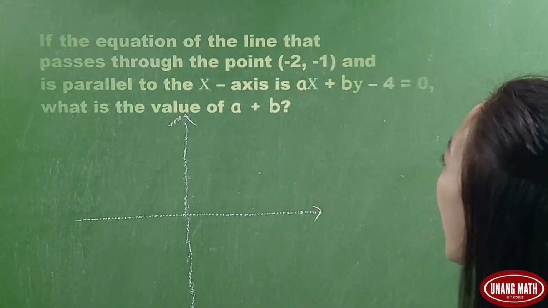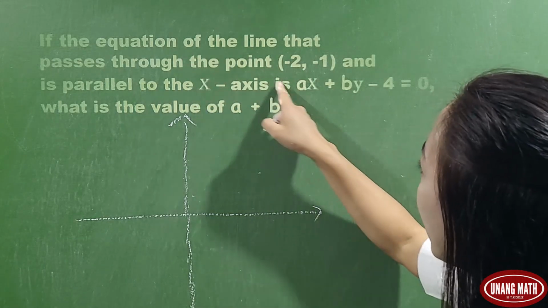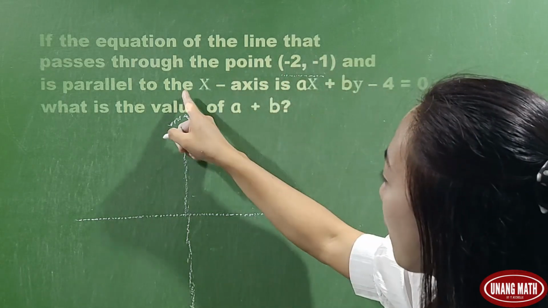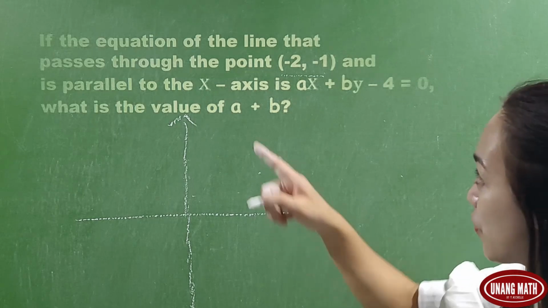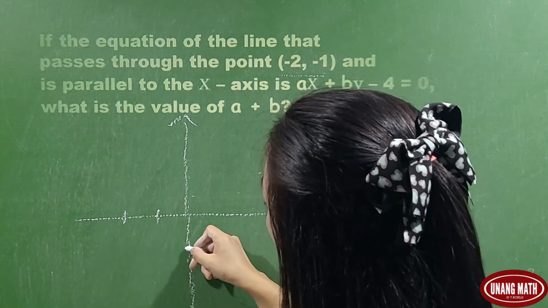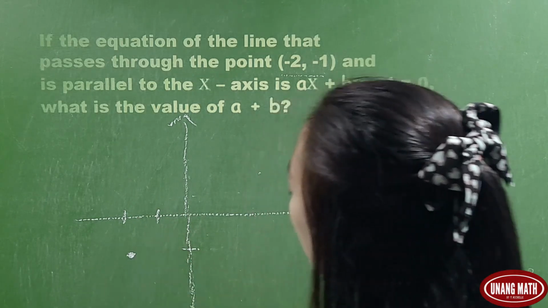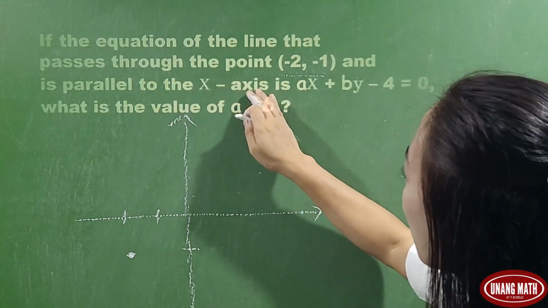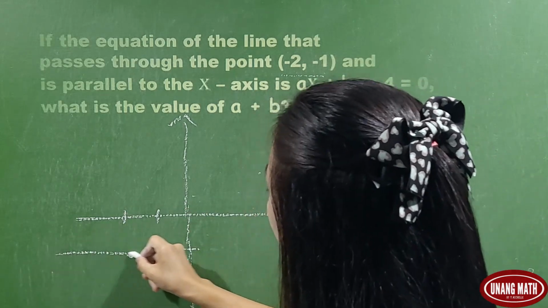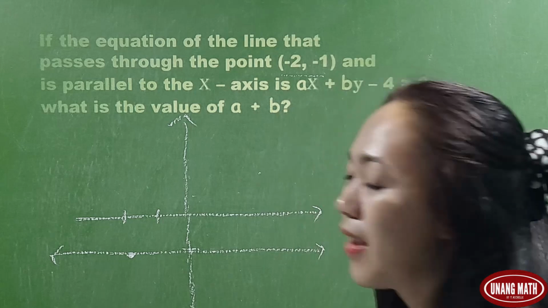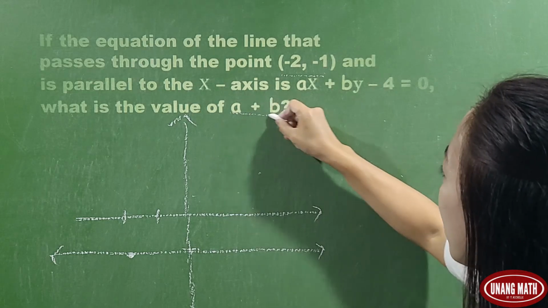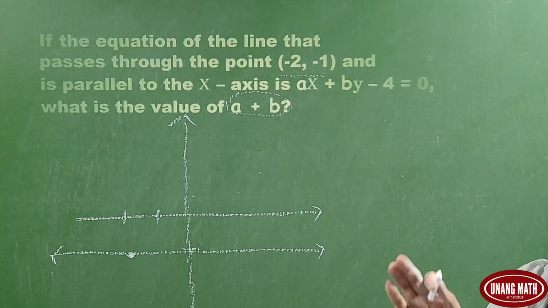This is our y-axis. So this equation, according to this problem, passes through the point (-2, -1) and is parallel to our x-axis. Let's first plot this point (-2, -1). So negative 2, negative 1. So this point. And this is parallel to our x-axis. So that means the graph looks like this.